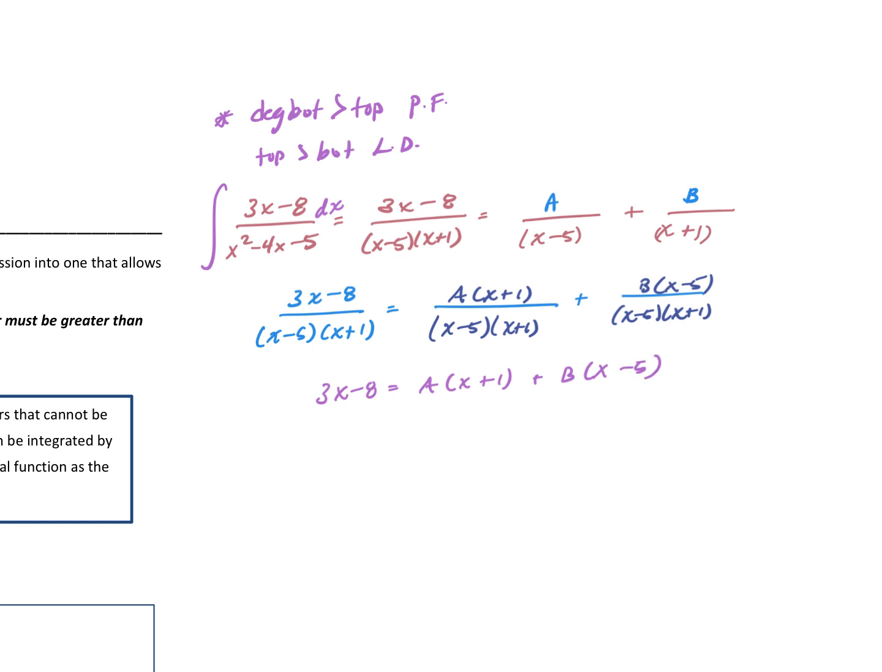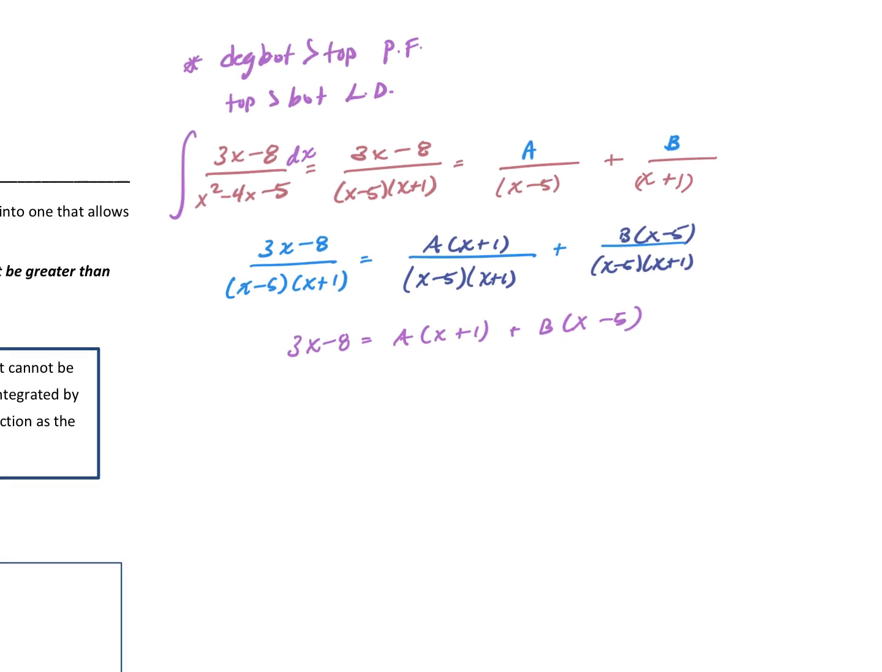What you can do is pick arbitrary values for x. So you're going to pick the zeros. If I let x equal negative 1, that takes out the A. I'm going to plug negative 1 in here. We get negative 11. Plug the negative 1 here. You get negative 6B. So B is equal to 11 over 6. Then we're going to do that all over again. Now I want to solve for the A. So I'm going to let x equal 5. That knocks out the B. So 5 would be 15 minus 8, which is 7, equals 6A. So 7 over 6 equals A.